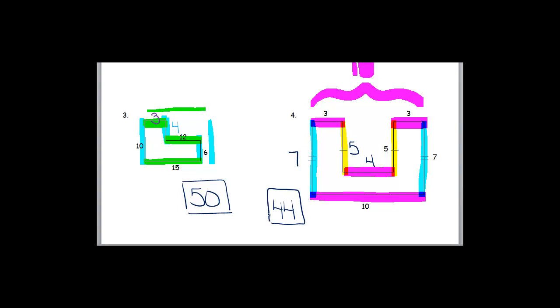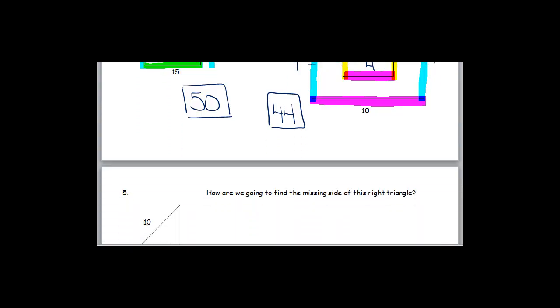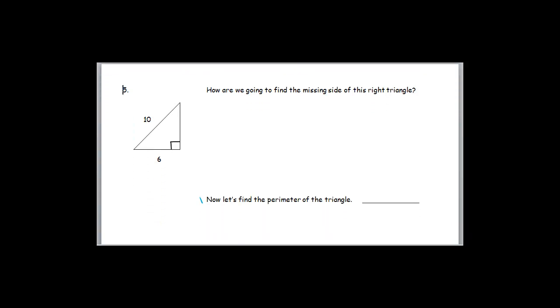So problem number 4 had the yellow congruent marks, the blue congruent marks, and then that purple horizontal component that we have to watch out for. Let's see what problem number 5 has in store for us. We have a right triangle, but one of the sides is missing. So the first question is, how are we going to find that missing side?